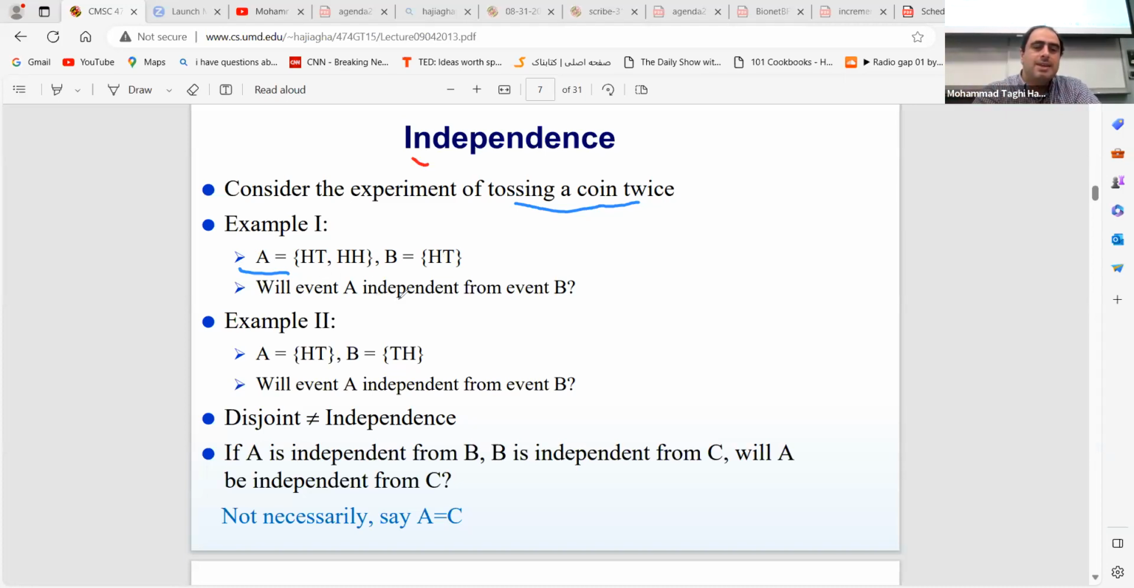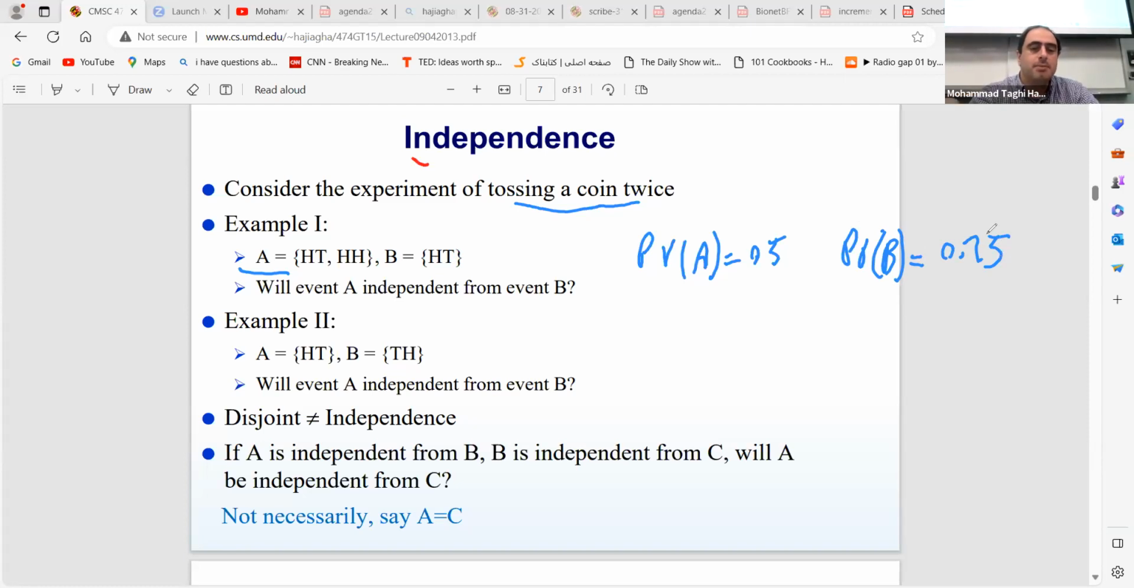Will event A be independent from event B? No. So we need to use the formula again. What is the probability of A? It's 0.5, because half of the time. What is the probability of B? It's 0.25.